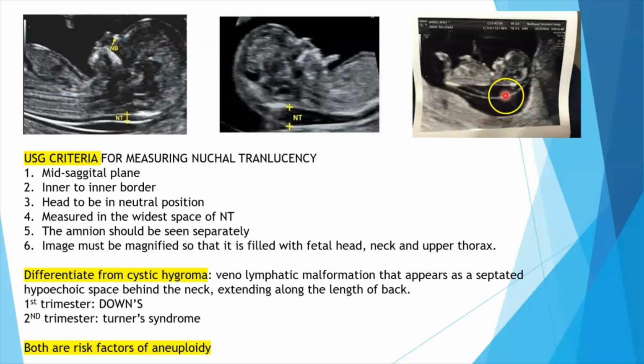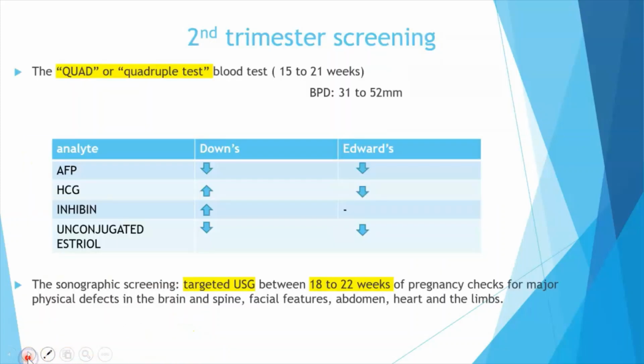Now what is cystic hygroma? It is a venolymphatic malformation that appears as a septated hypoechoic space behind the neck, as you can see in this picture, and it extends along the length of the back. It is a marker of Down's syndrome in first trimester and Turner's syndrome in second trimester. Friends, both NT and cystic hygroma are risk factors for aneuploidy.